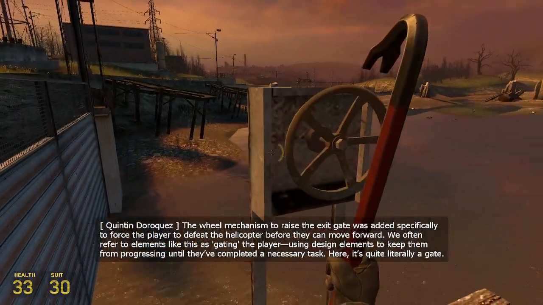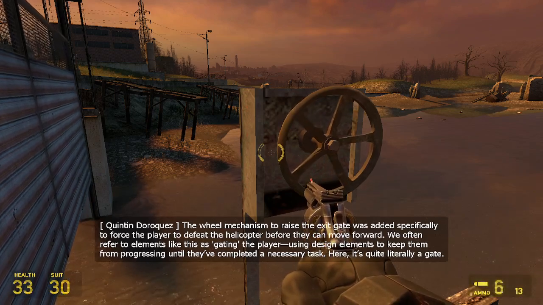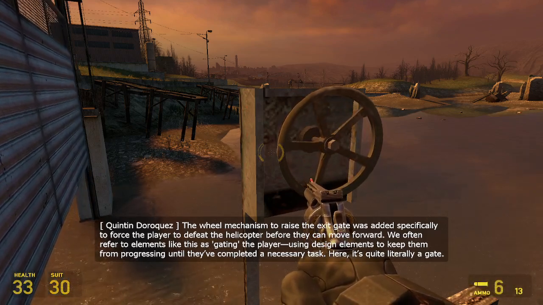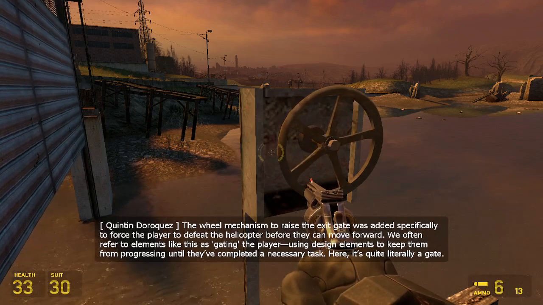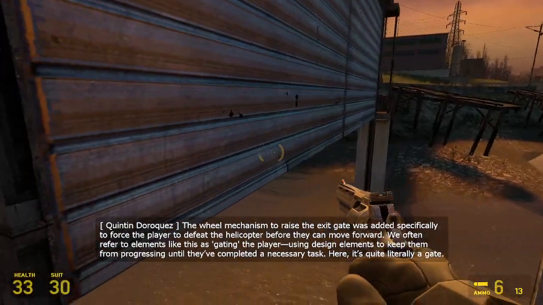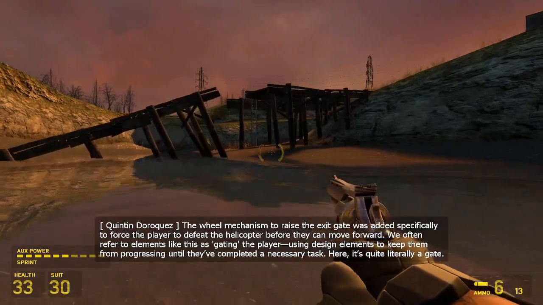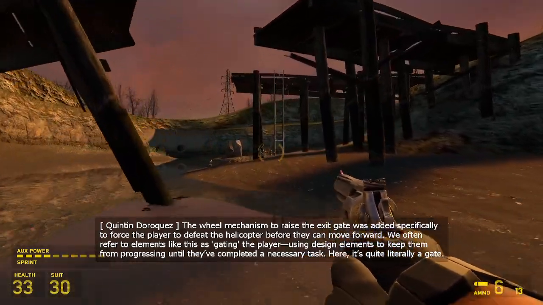Arena Exit Gate. The wheel mechanism to raise the exit gate was added specifically to force the player to defeat the helicopter before they can move forward. We often refer to elements like this as gating the player, using design elements to keep them from progressing until they've completed a necessary task. Here, it's quite literally a gate.